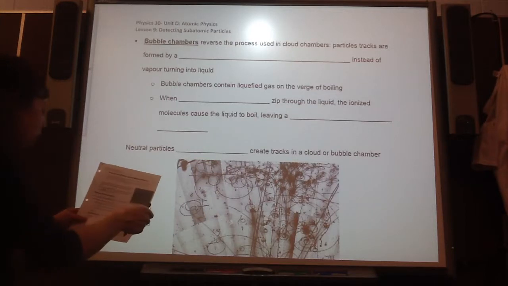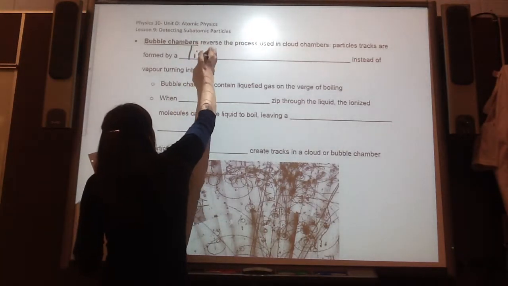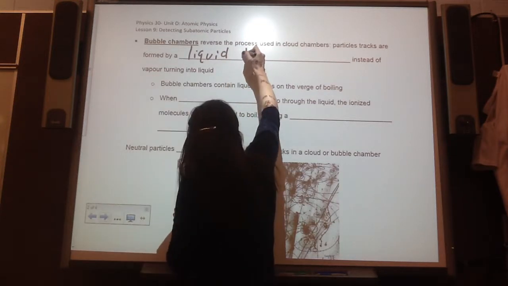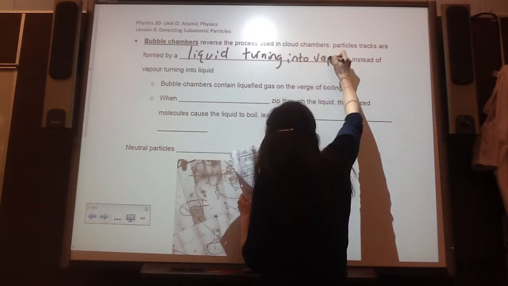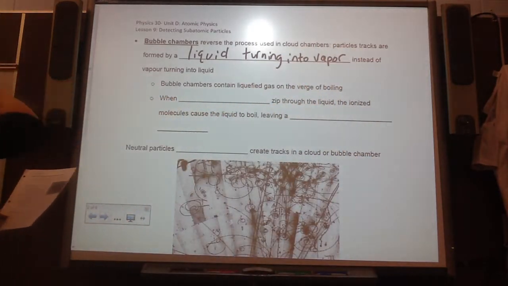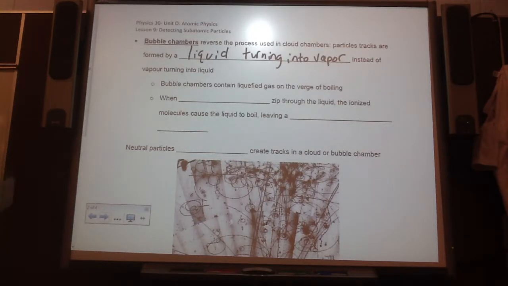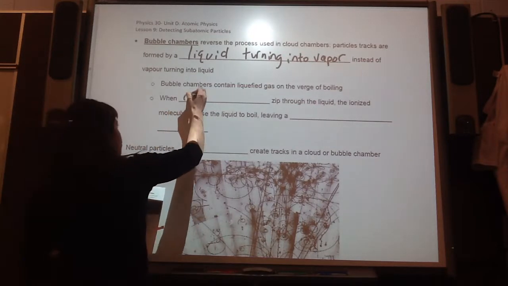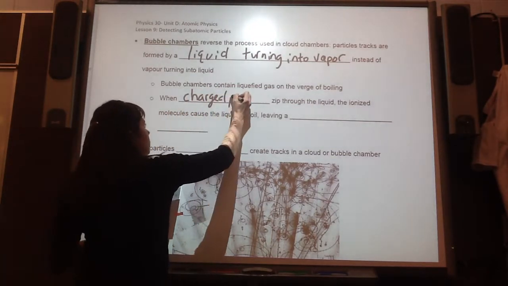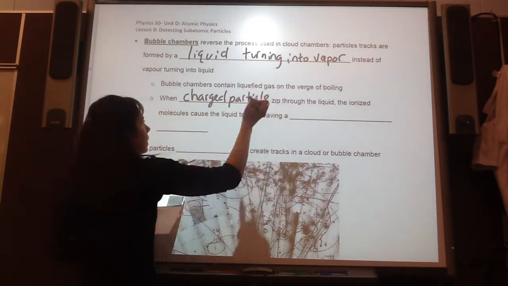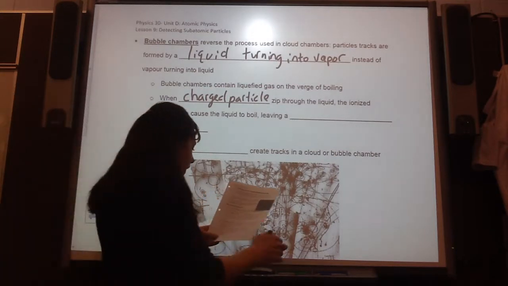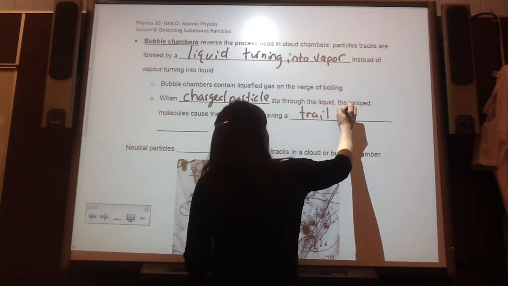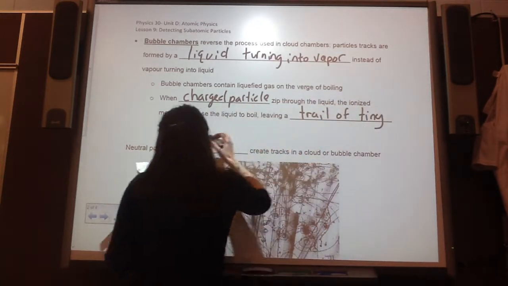Particle tracks are formed by a liquid turning into vapor instead of vapor turning into liquid. So bubble chambers contain liquefied gas on the verge of boiling. When charged particles zip through the liquid, the ionized molecules cause the liquid to boil, leaving a trail of tiny bubbles.